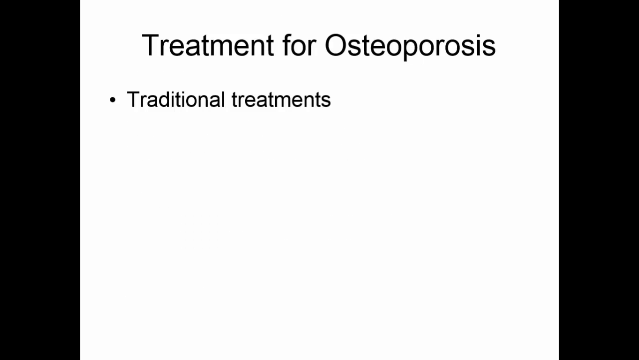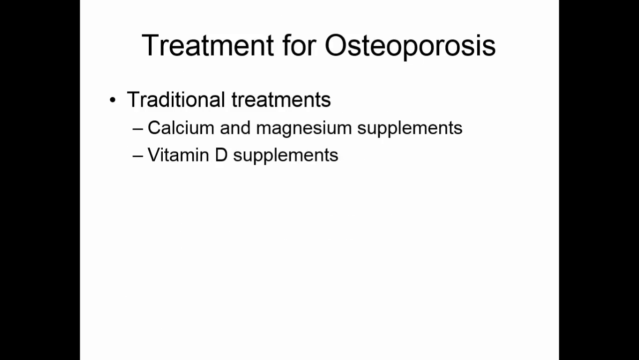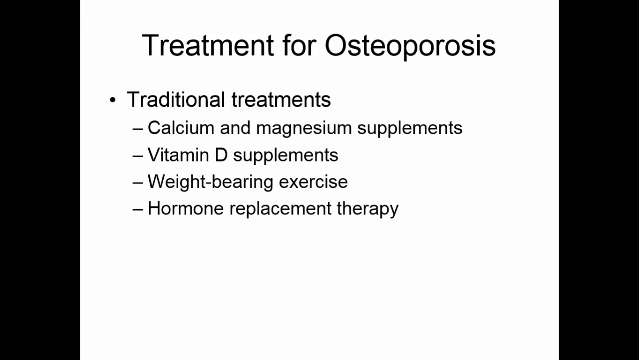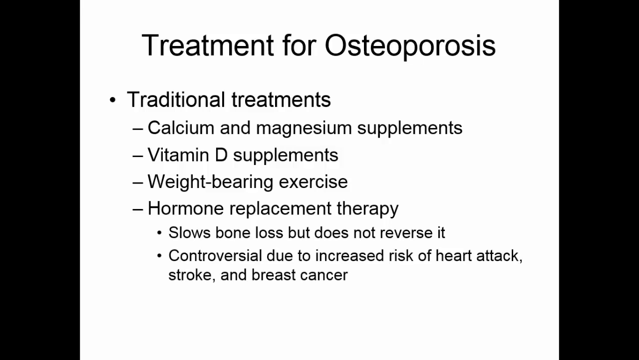The traditional treatments for osteoporosis have been calcium and magnesium supplements, vitamin D supplements, weight-bearing exercise, and hormone replacement therapy to replace estrogen. This will slow bone loss but does not reverse it, and the use of hormone replacement to treat osteoporosis is controversial because estrogen is linked to an increased risk of heart attack, stroke, and breast cancer.